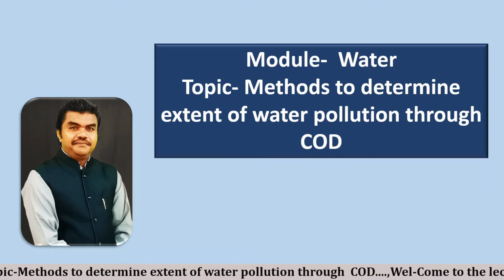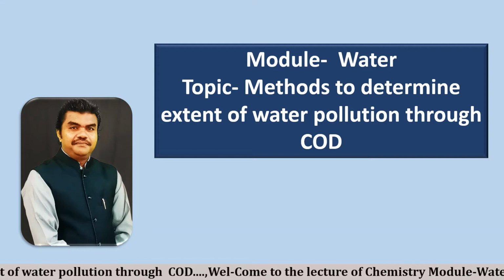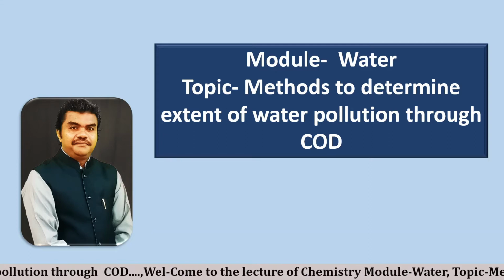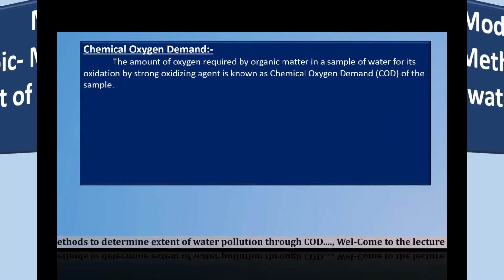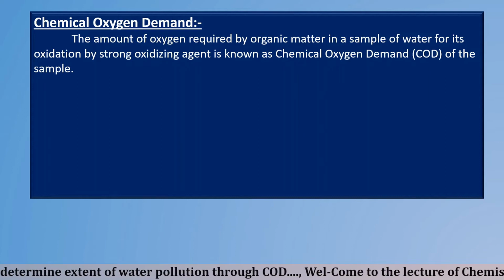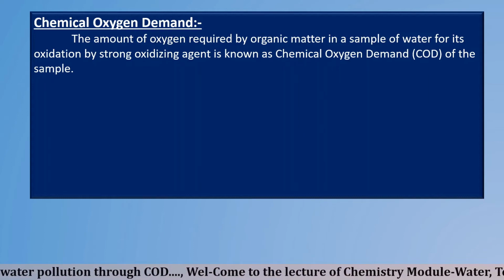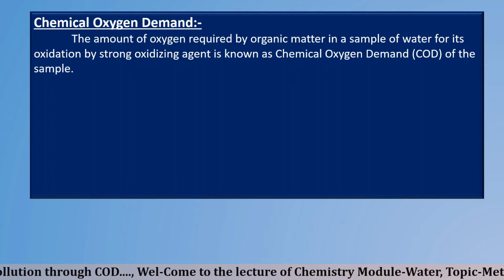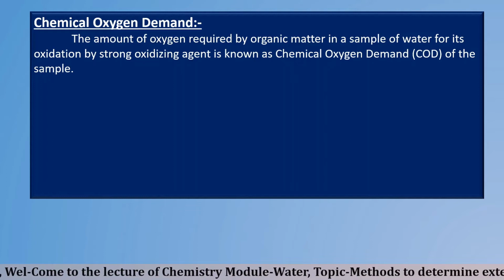So it requires a longer duration, and for that purpose we use another method to determine the extent of water pollution, that is chemical oxygen demand. Chemical oxygen demand is defined as the amount of oxygen required by organic matter in a sample of water for its oxidation by using a strong oxidizing agent.